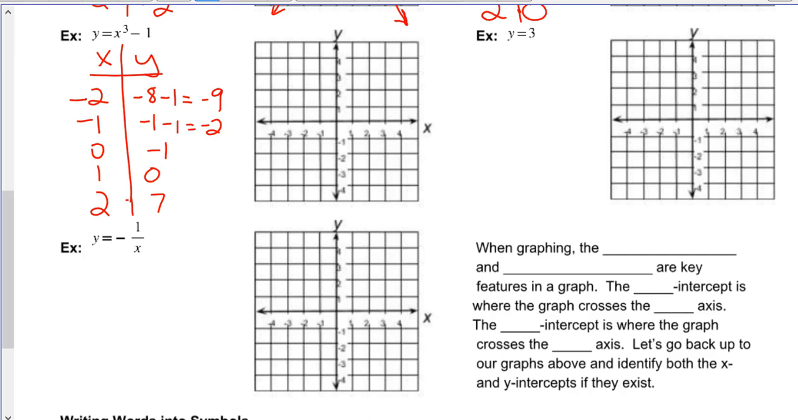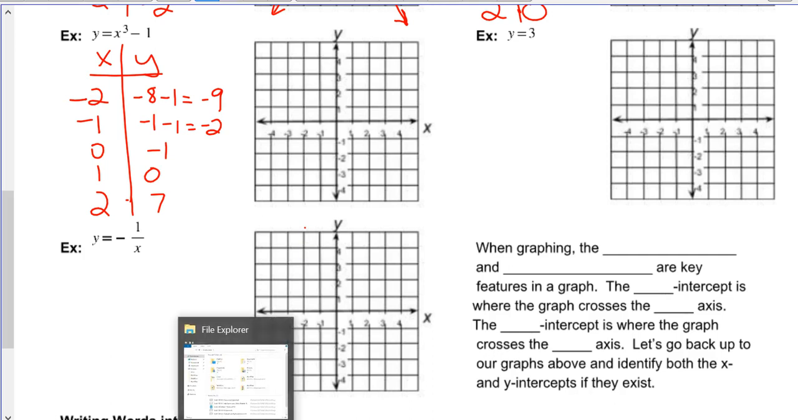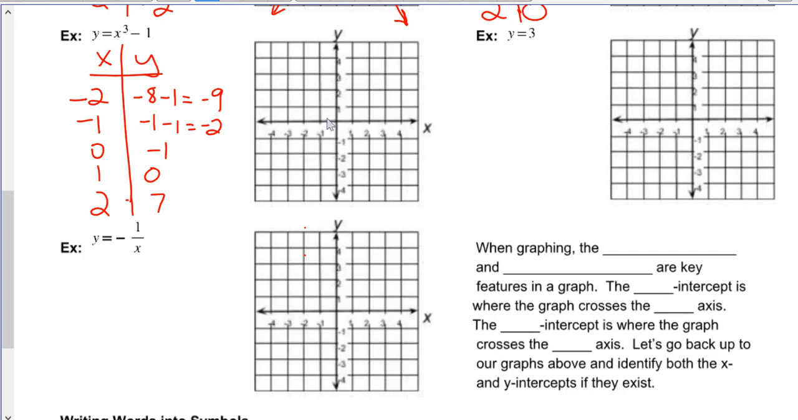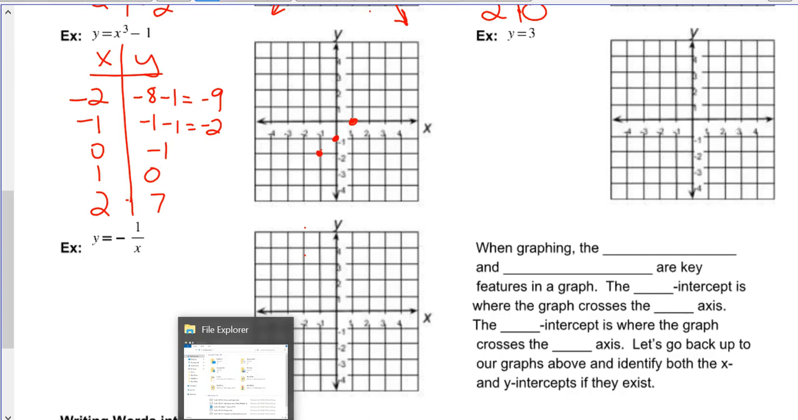So these are the points in this case that I need to plot. Again, negative 2, negative 9 is going to be somewhere down here maybe. Well, maybe down here more so. And then negative 1, negative 2 gives me this one. 0, negative 1 is here. 1, 0 gives me this one. Be very careful on those axis points. And 2, 7 would get me about there, possibly. Okay?